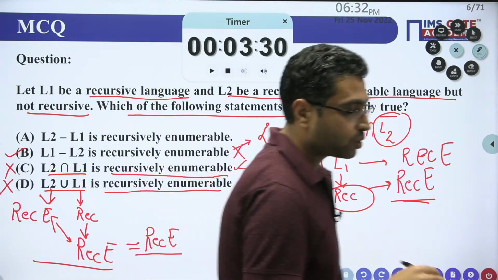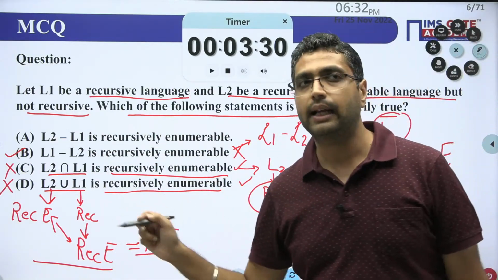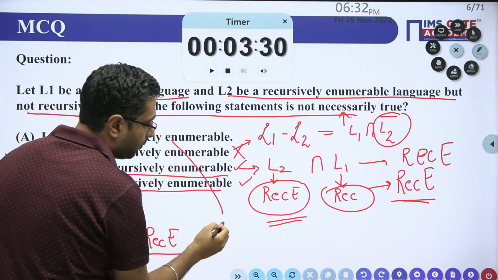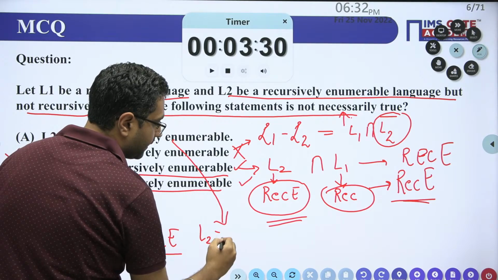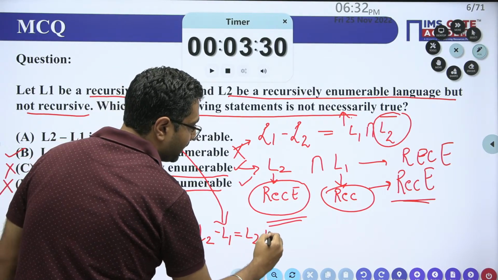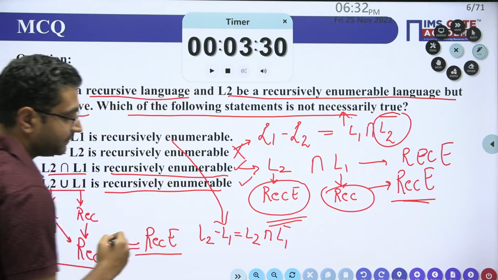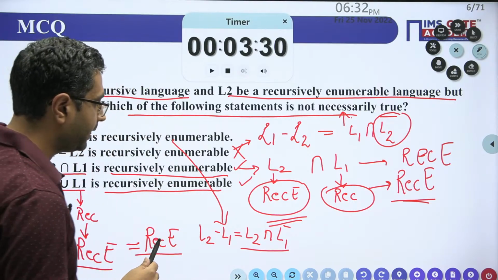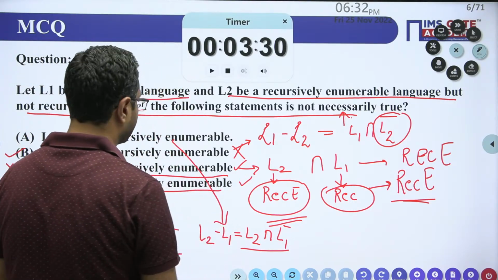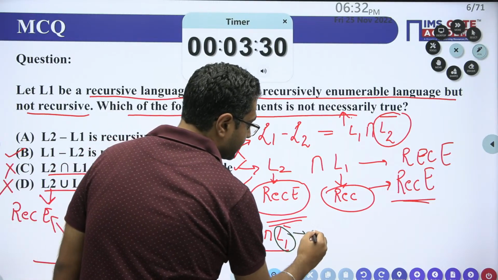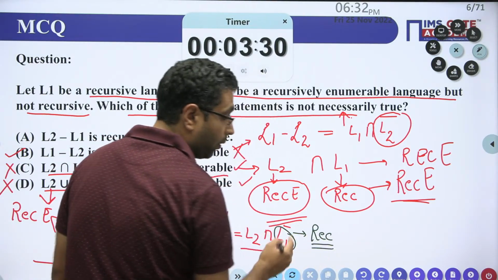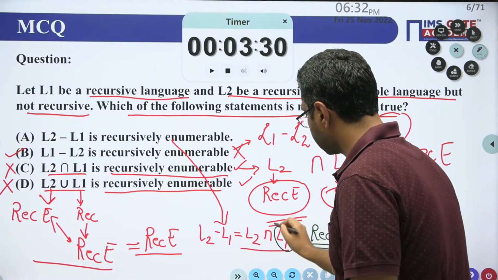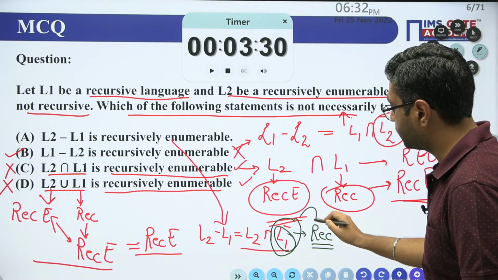Since it is an MCQ, we can stop here itself, but for the sake of completion, I'll complete this. For L2 minus L1, I will write it as L2 intersection L1 bar. Now I know that L1 is a recursive language, and recursive languages are closed under complementation. So again, L1 bar is also a recursive language.